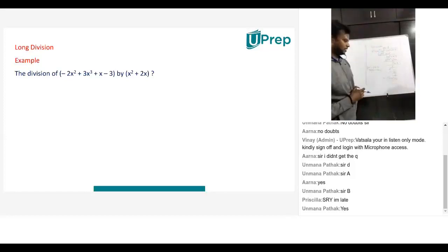Does everybody agree with me here, children? Dividend is equal to divisor into quotient plus remainder. Now, this is for numbers. It is very simple to understand. But what if I have polynomials? The concept is same. Let me tell you how it is now.